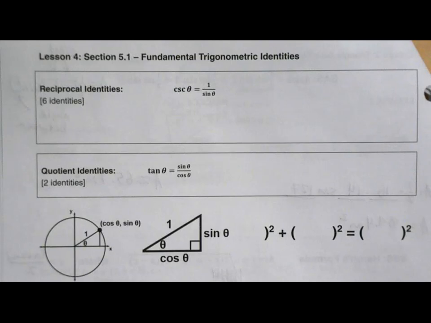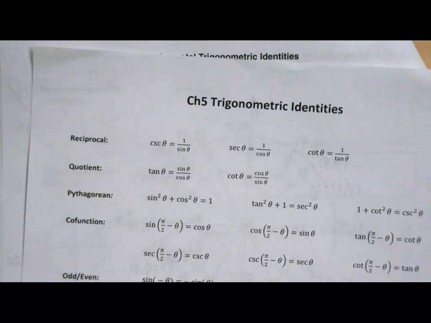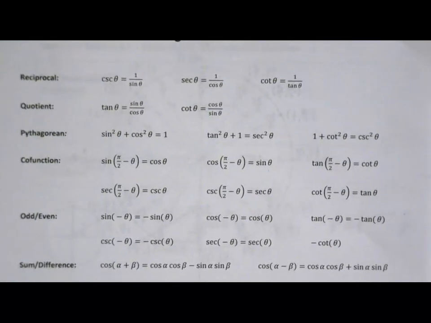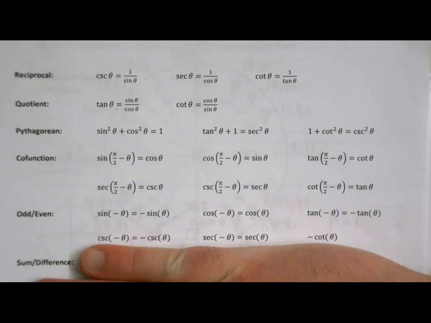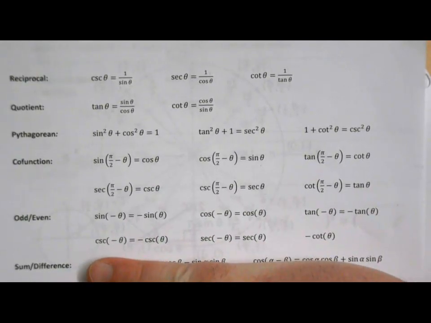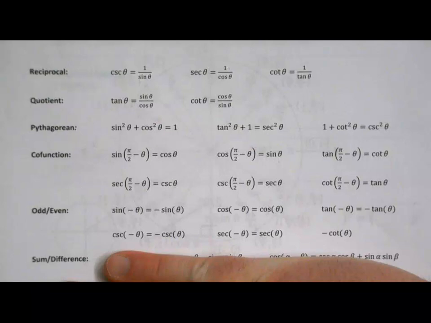Today we're going to do a couple things. I'm going to show you the first half of our identity sheet. If you've got your identity sheet out and you look, today we are going to cover up through and including odd and even. And you will eventually take a memorization quiz over this stuff. So you are going to memorize all of these identities.